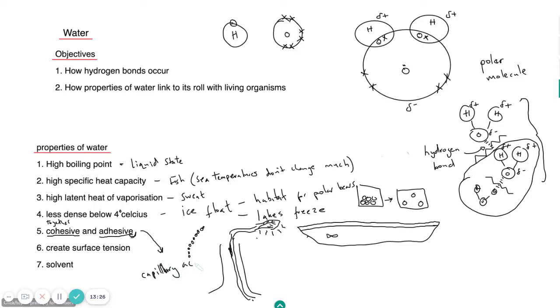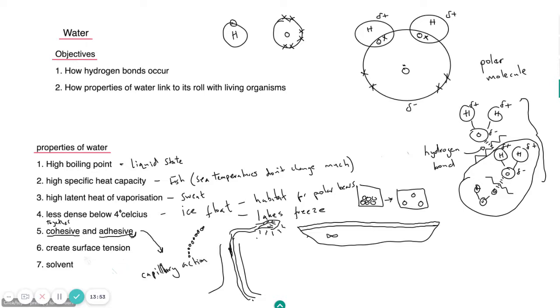Capillary action is the ability of water to move up a narrow tube against gravity. If you think of those tall trees, it's amazing that water can get to the top of a tree without any pump required. So cohesion and adhesion are helping with capillary action, which is the movement of water against gravity.